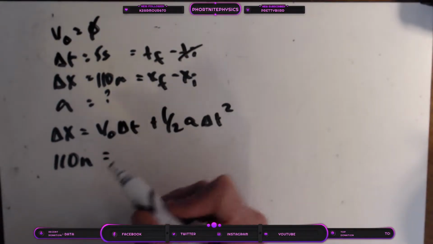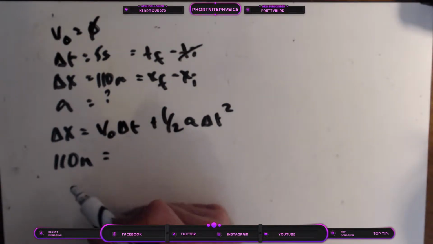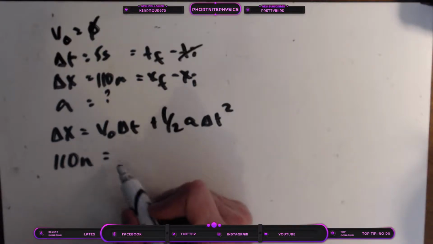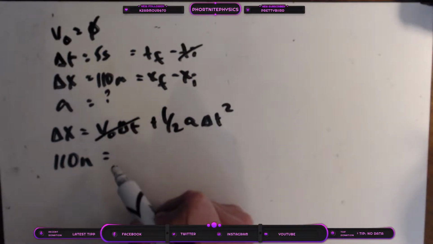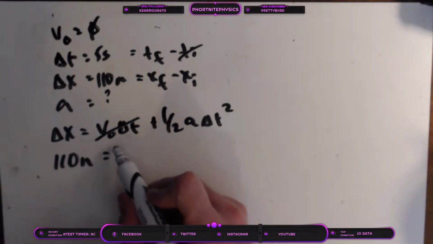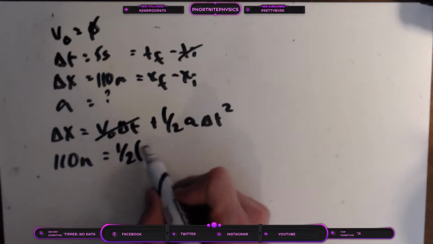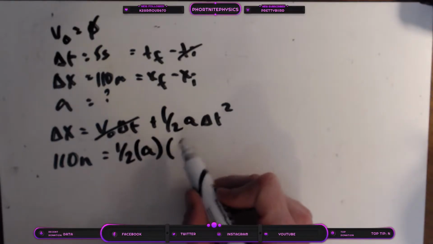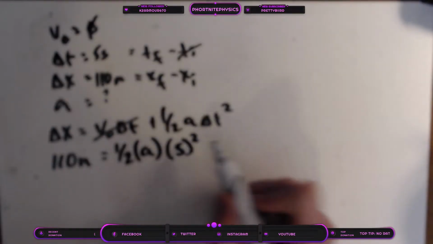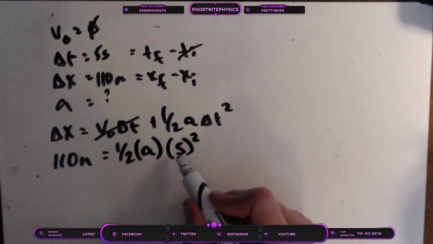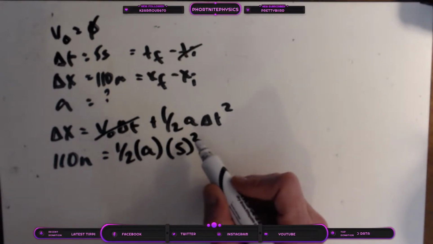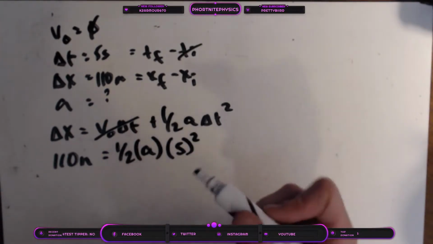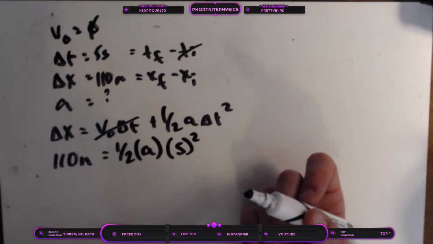So we know 110 meters is our change in position, and our initial velocity is 0. Anything times 0 is 0. That leaves us with 1/2, and we don't know our acceleration yet, so we leave that as an unknown. But we do know our time, which is 5, squared. So 5 squared is 25, and 1/2 of 25 is 12.5.